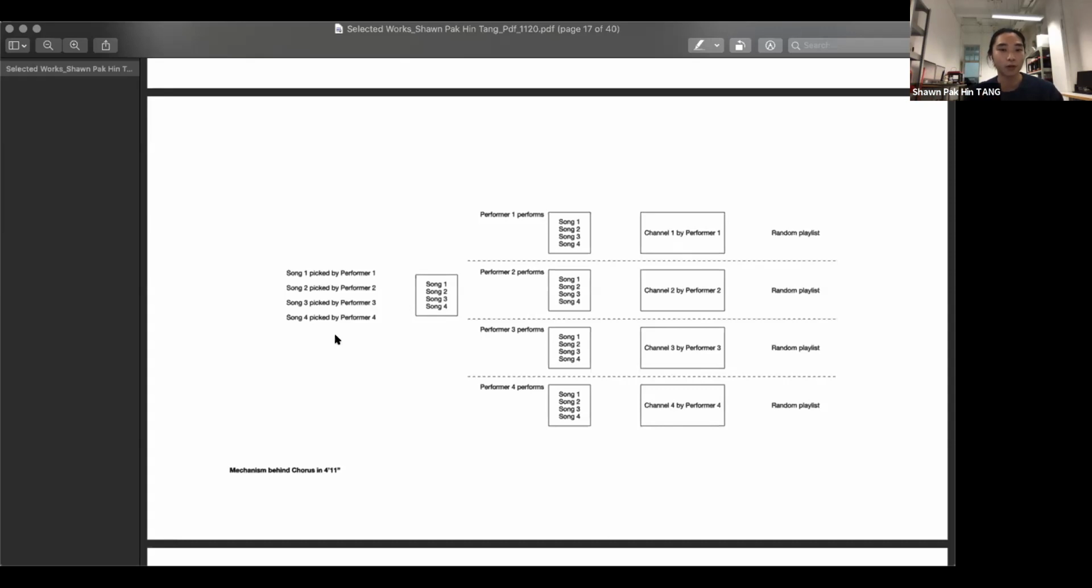And then for this project, I asked myself what kind of song I like, and I picked a Cantonese song that was around 4 minutes and 11 seconds.